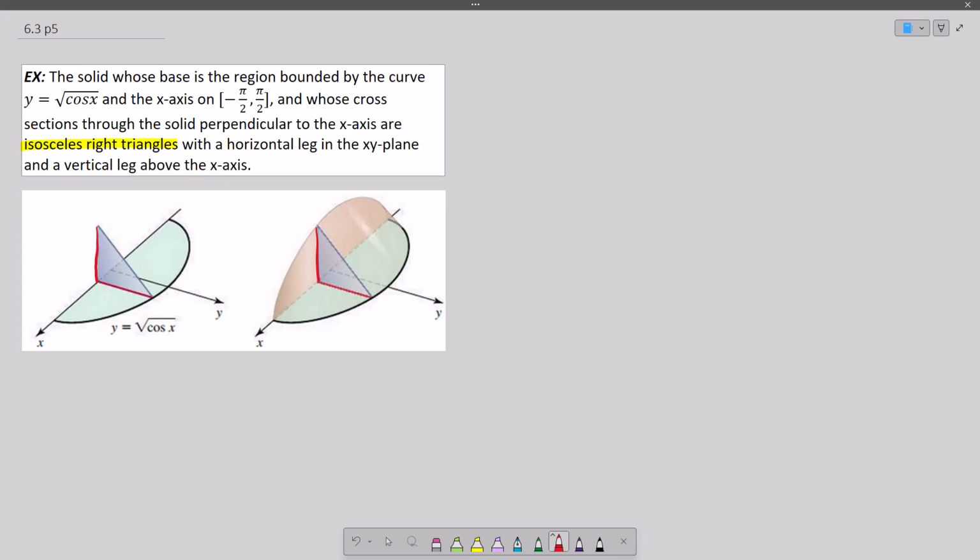Let's take a look at the area function for this isosceles triangle. The area of a cross section that is an isosceles triangle: we could call both of these legs, if we want to use a generic letter, let's just use R.